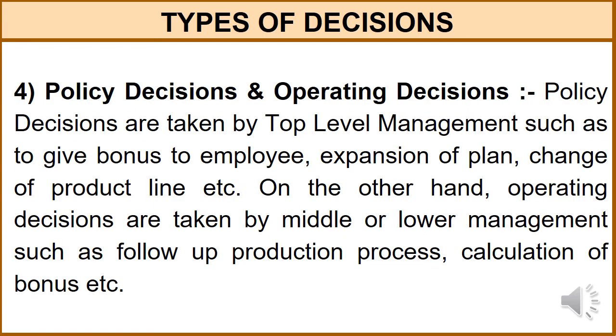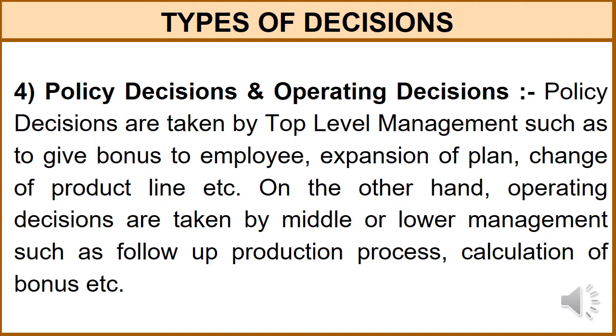Next, the fourth one, policy decisions and operating decisions. Policy decisions are taken by top level management, such as giving a bonus to employees, expansion of plan, change of product line. So policy decisions are taken by top level management. Giving a bonus to employees, allowing bonus to shareholders, giving shares, giving employee stock options, business expansion of plans, change of product line, introducing a new product, or removing a product from the product line, or purchasing a business, or acquisition with a new business, introducing various services. These are the policy decisions.